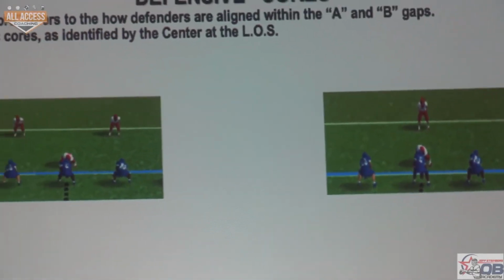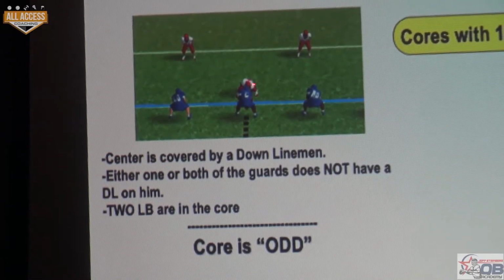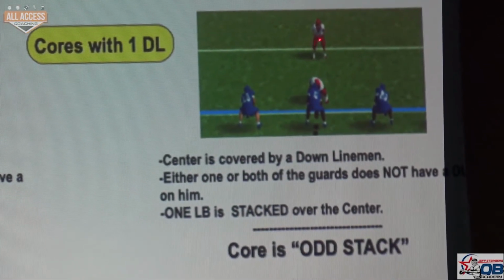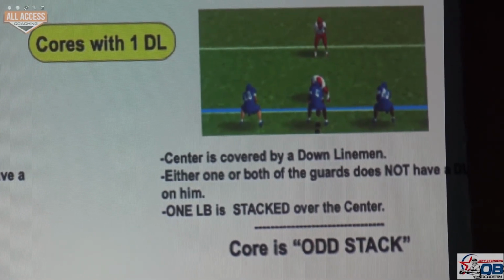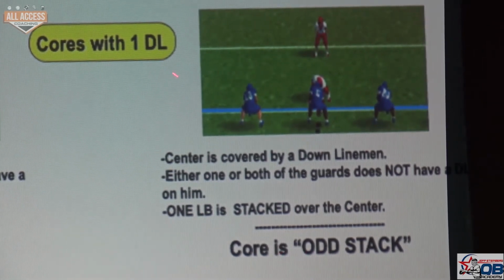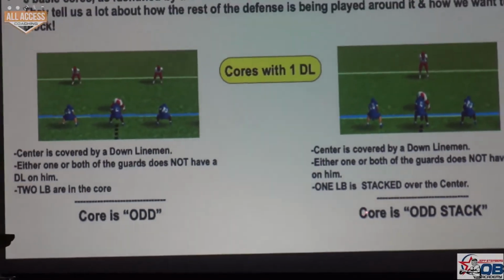So there's 6 basic cores that you'll see. On the left, this is what we would call an odd core. Odd means center is covered, both guards are uncovered, and there's a linebacker over top of both guards. On the right, this is a core with 1 defensive lineman as well, and he has a stacked linebacker in behind. Because both guards are uncovered, with a linebacker over top of the nose who's on the center, we would consider that an odd stack. So cores with 1 defensive lineman, we'll either call them odd or odd stack.